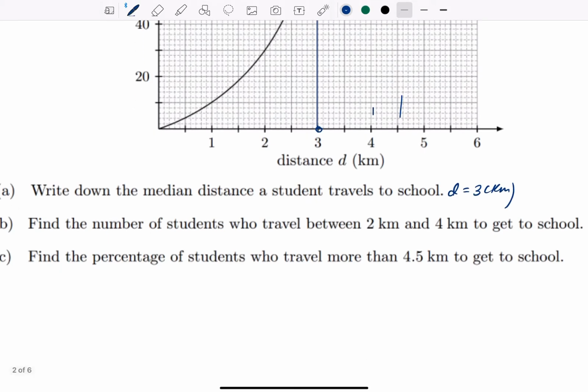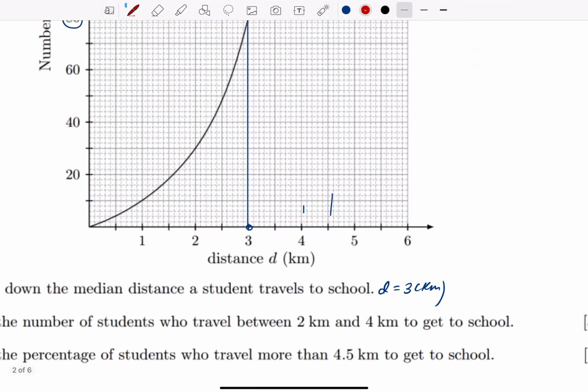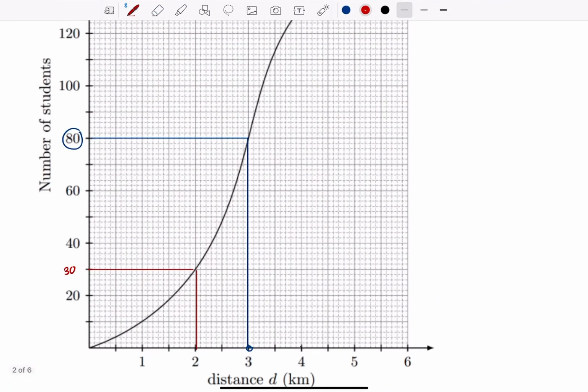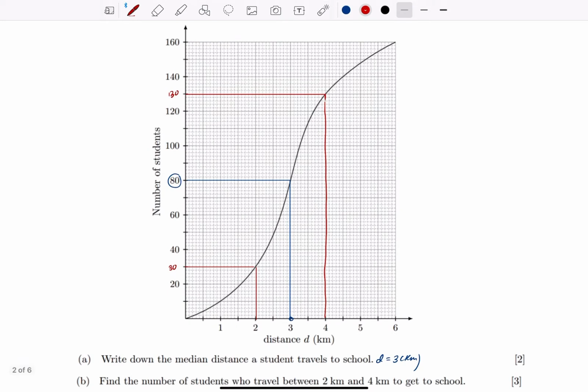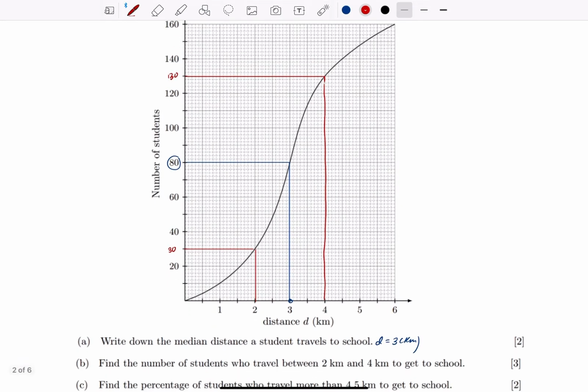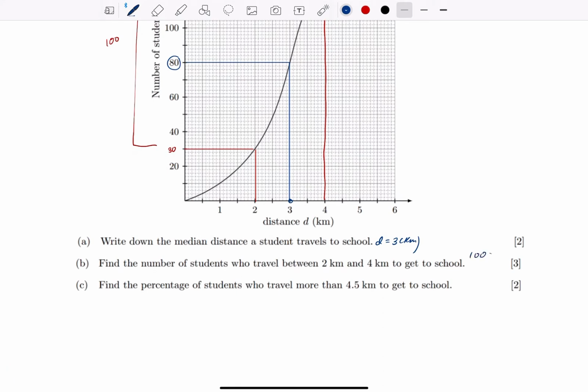Alrighty. Find the number of students who travel between 2 kilometers and 4 kilometers to get to school. Again, this is just a bit of lining up. So we move from 2, and we line that up with the number of students, which is apparently 30. And we do that for 4 as well. So for 4, we move up, we interpolate. That's the word. Word of the day, interpolate. And then we move to 130. And so the number of students between the lower bound of 2 kilometers and the upper bound of 4 kilometers is the difference between 30 and 130, which is 100. So indeed, we have 100 students as our answer.